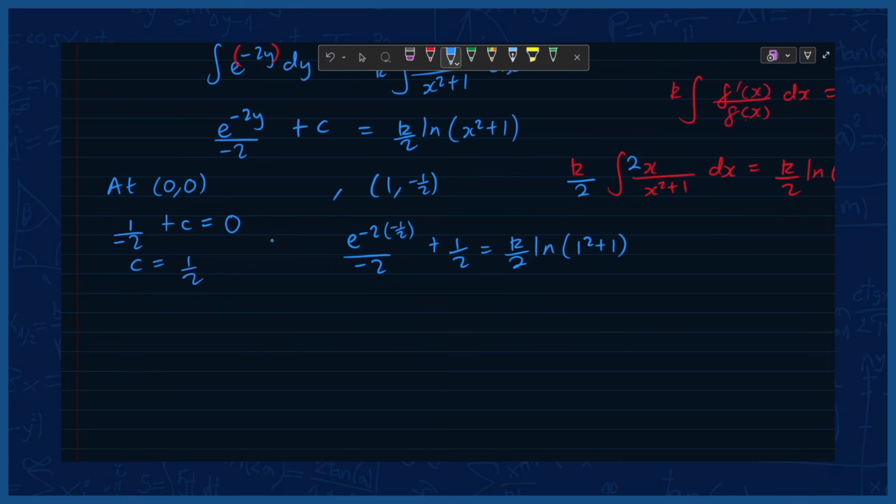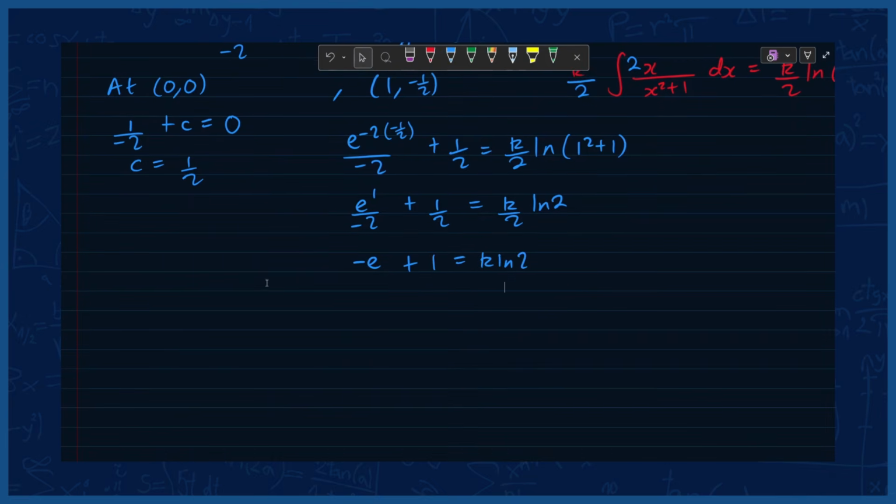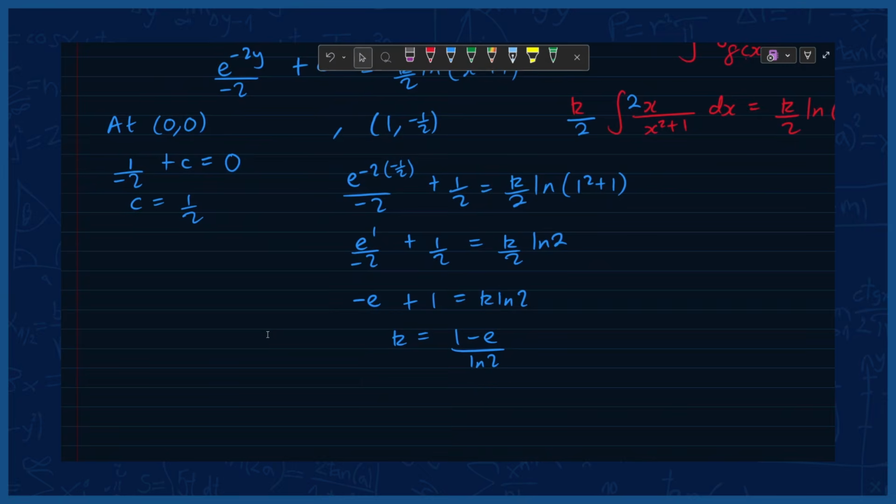Okay, so let's simplify. Negative 2 times negative a half is just 1. So I've got e to the 1 over negative 2 plus a half, and this is equal to k over 2 times ln of 1 plus 1, so ln 2. Okay, and multiply through by 2 to get rid of our denominator. So I end up with negative e to the 1 plus 1 is equal to k ln 2. So that must mean my k, I'll write this as 1 minus e. Then divide both sides by ln 2. My k is 1 minus e over ln 2.